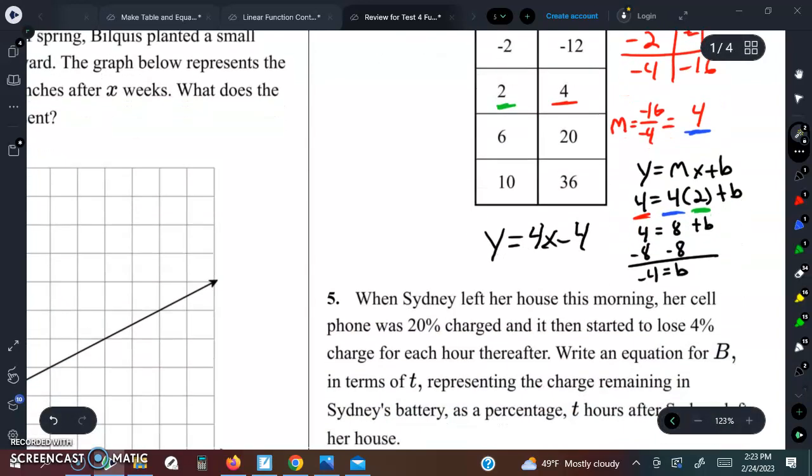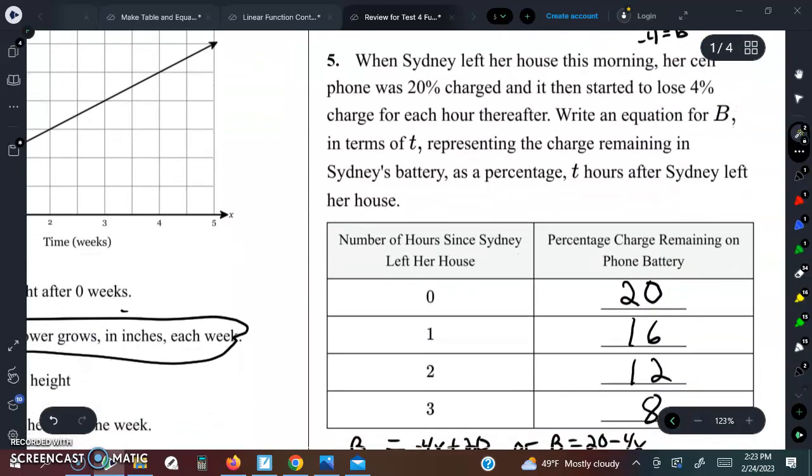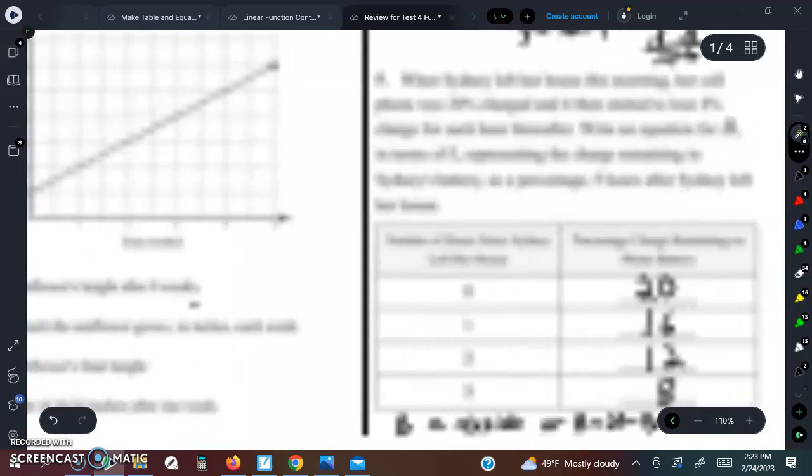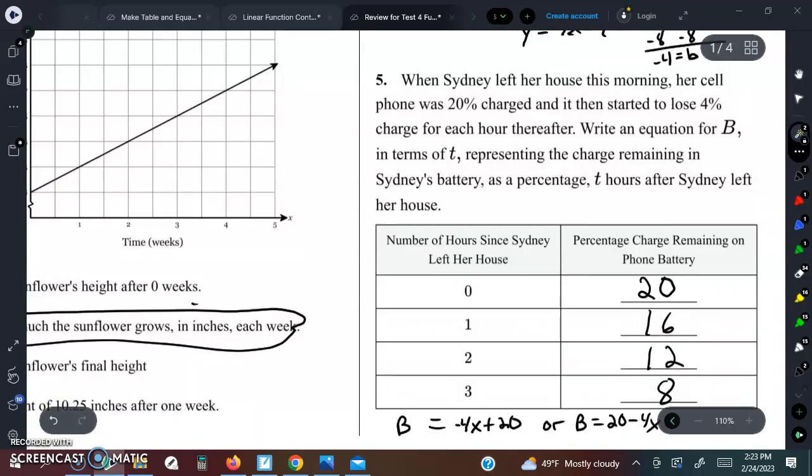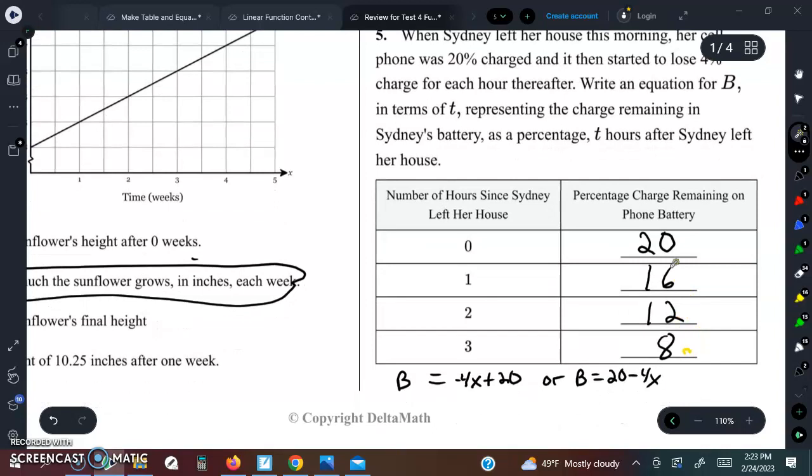Alright, on number 5, we're looking at a word problem where we have to fill out the table and then write the equation. In the word problem, it's saying that they have 20% left on their phone and it's going down by 4% each time. So you have 20%, and you go down by 4 each time. So you get 20 minus 4 is 16, 16 minus 4 is 12, and so on.